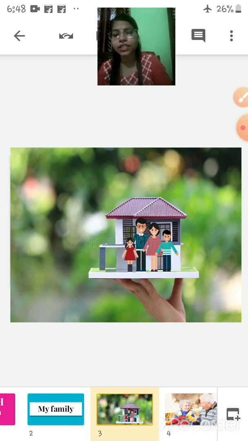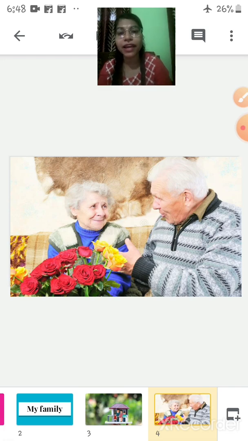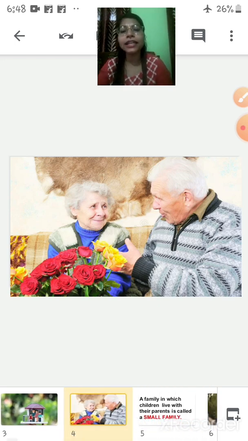In some families, children, we do have grandparents also. Look at the picture. These are the grandparents. That means your grandfather and your grandmother. Now children, basically there are two types of family. One is small family and another is big family.